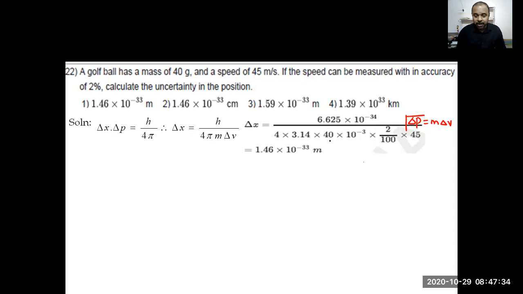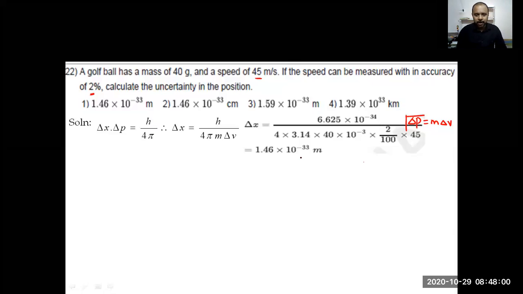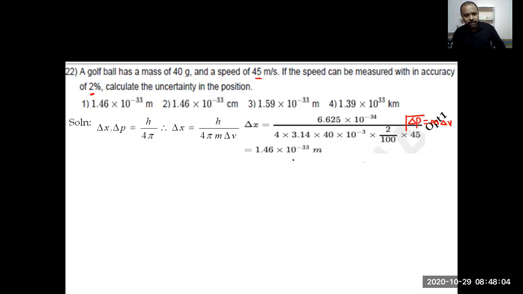Mass is 40 gram. Shouldn't we convert it into kg, the SI unit? 40 gram is nothing but 40 into 10 raised to minus 3. And for uncertainty in velocity, 45 meter per second is the speed, but there is 2% uncertainty. So you have to multiply that: 2 divided by 100 into 45. When you simplify that, it comes to 1.46 into 10 raised to minus 33. So option 1 is correct.